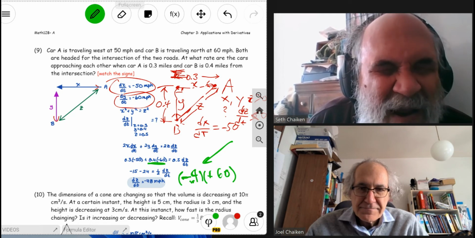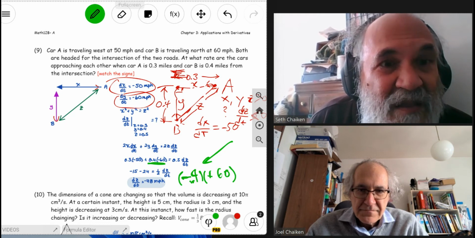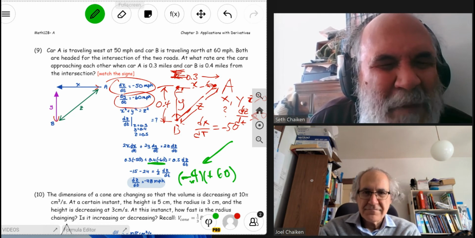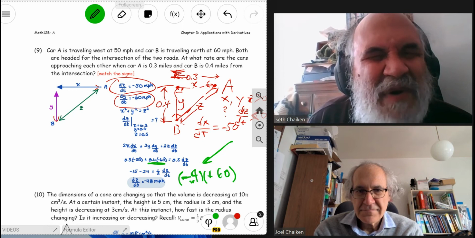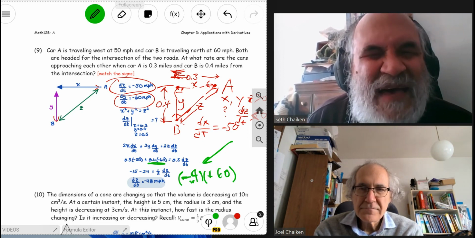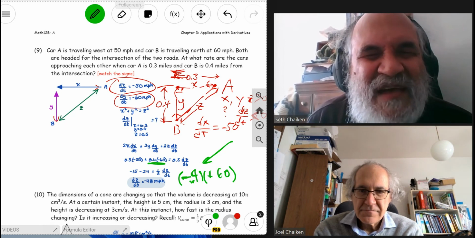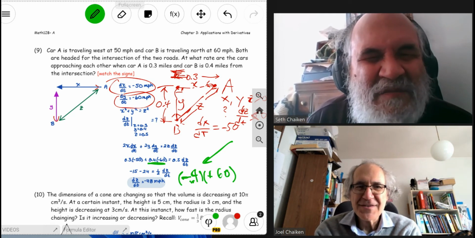Indeed, Z is a positive number. Physically, it is decreasing. Therefore, to say that it's decreasing in calculus, we would say the derivative is negative. And the answer comes out to be negative.